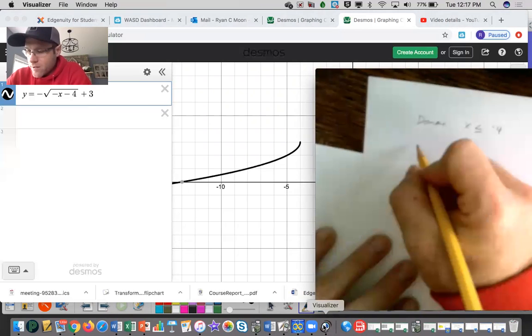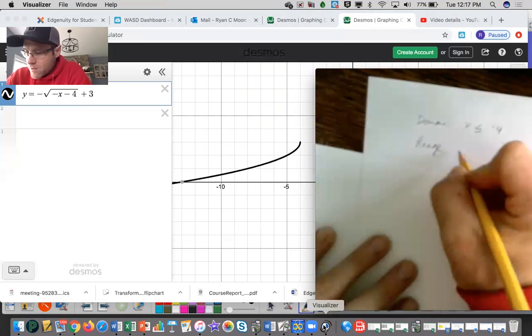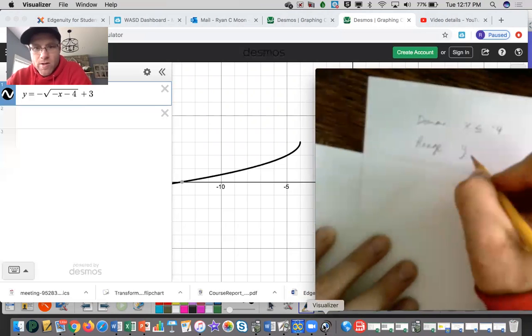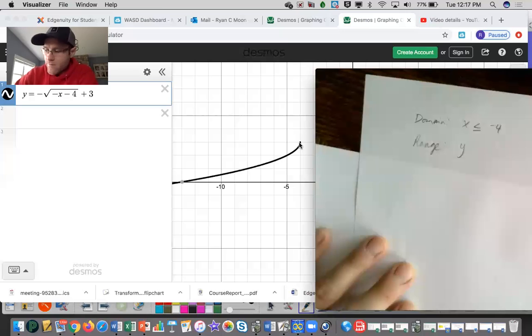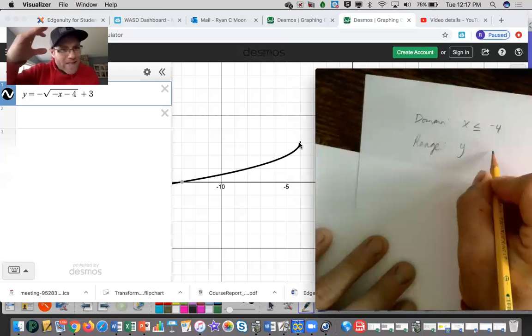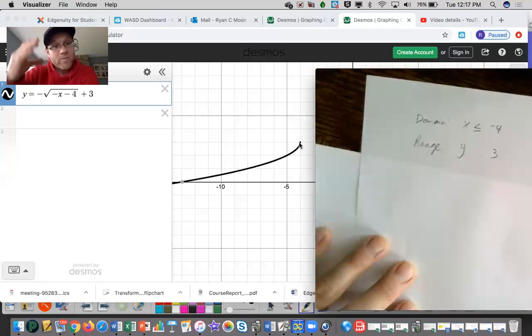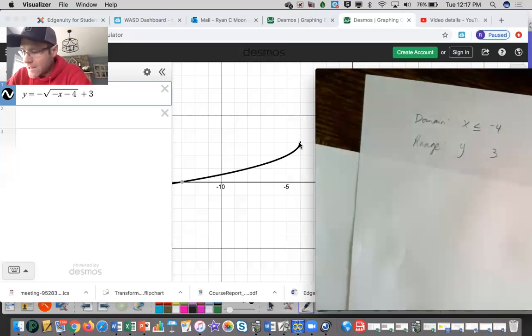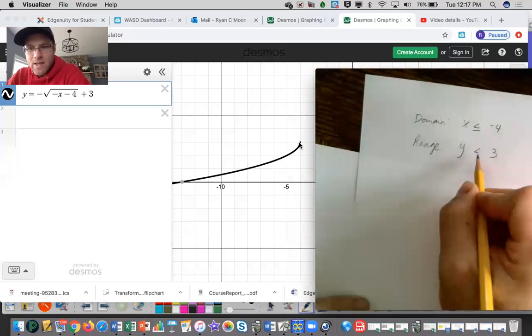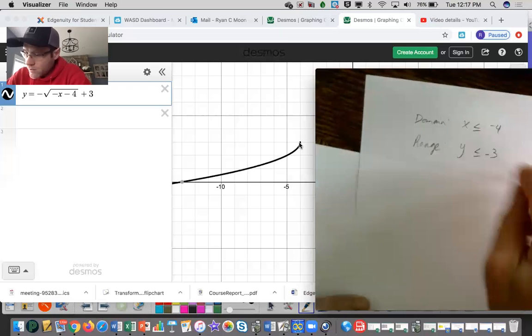The range, the y values, the y value height right here, 1, 2, 3, is 3. But it's also going down, right? When I'm talking range, I'm talking up or down. When I'm talking domain, I'm talking left or right. So this one's going left. So I want to do less than or equal to +3. Whoops, I got carried away there.